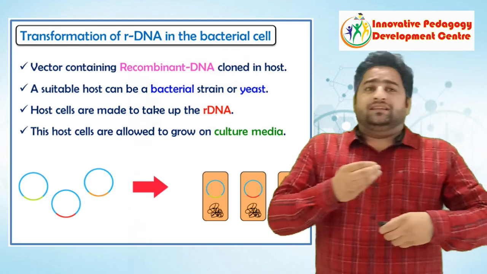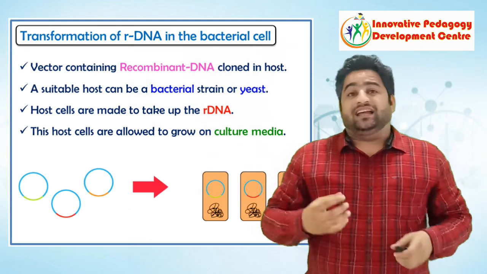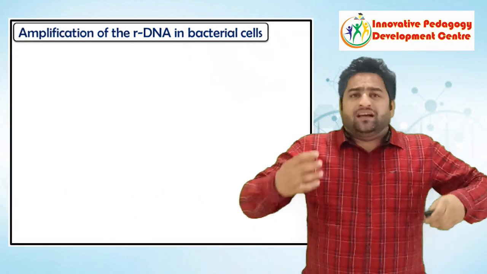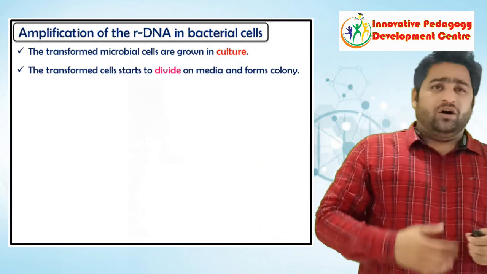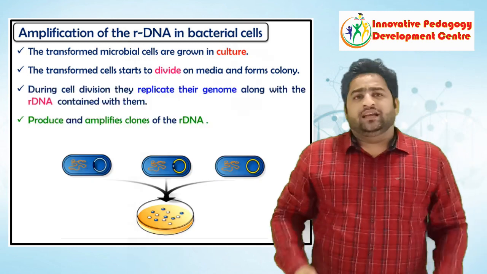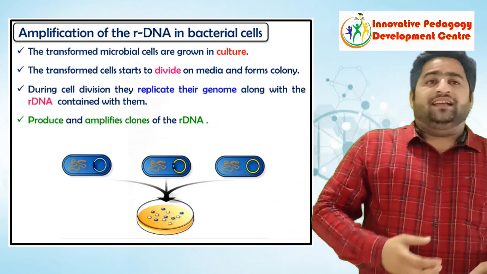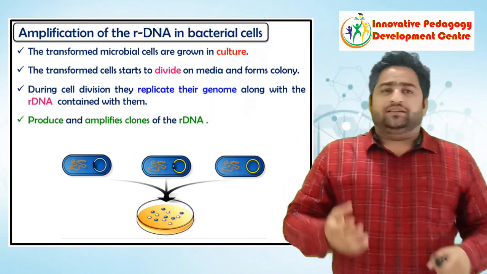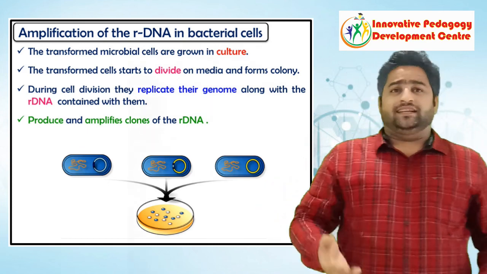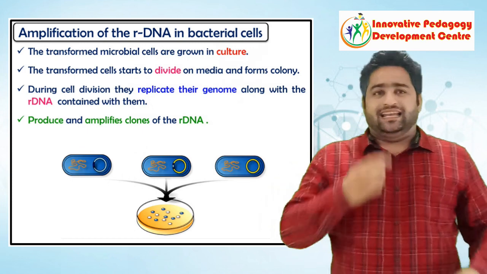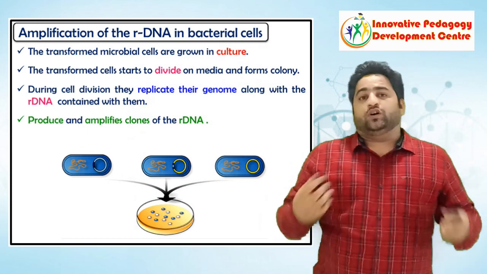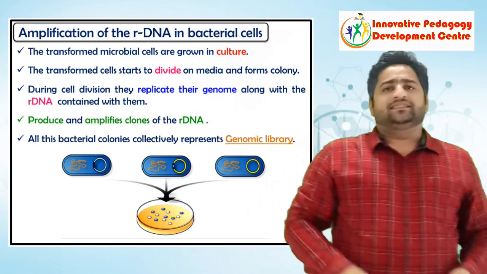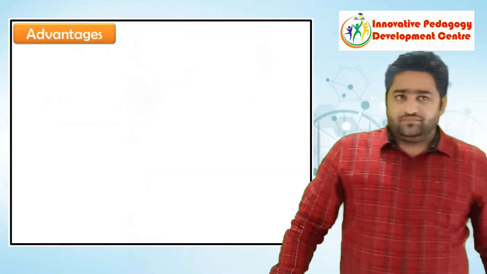Now these cells which have taken the rDNA are grown on the culture media. These cells will divide on the media to form colonies. As the cells divide, they replicate their genome along with the rDNA contained within them. So in order to form their own genome, they will amplify the rDNA, and that produces the clones of our rDNA. And these bacterial colonies represent the genomic library.